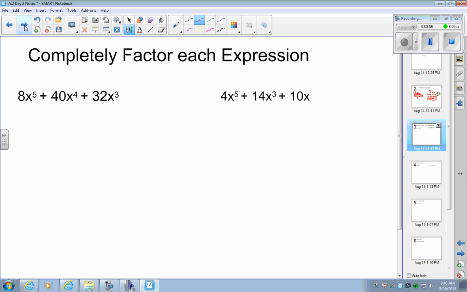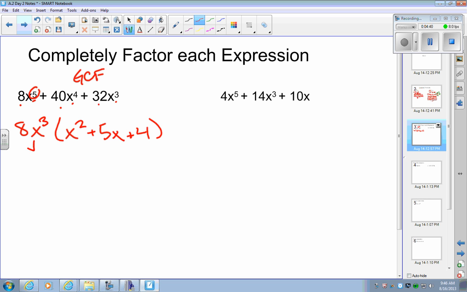All right. Again, completely factor each expression. You see these things, lots of x's going on. 8, 40, 32, they all have something in common. This is an x to the 5th. You should instantly recognize this is a GCF type problem. So 8, 40, and 32. I'm going to pull an 8 out of all of those. x to the 5th, 4th, and 3rd. Pull an x cubed out of there, see what's left. If you double distribute back through, everything should work.